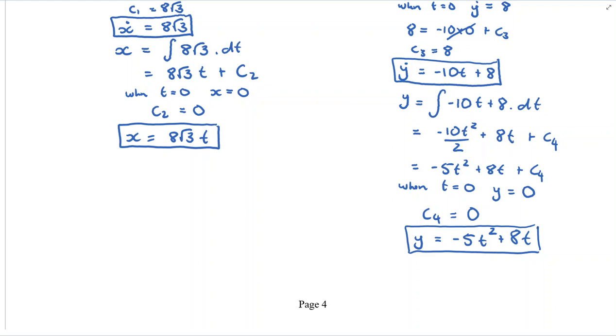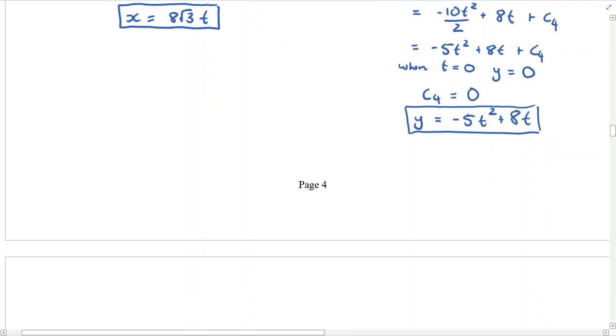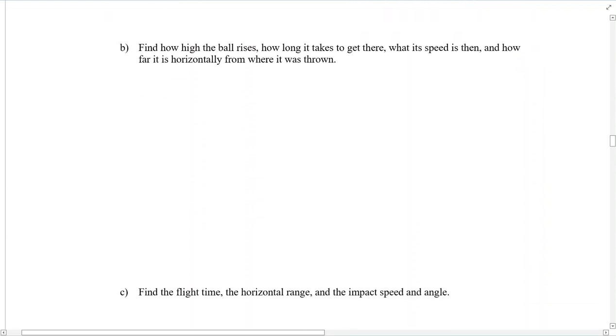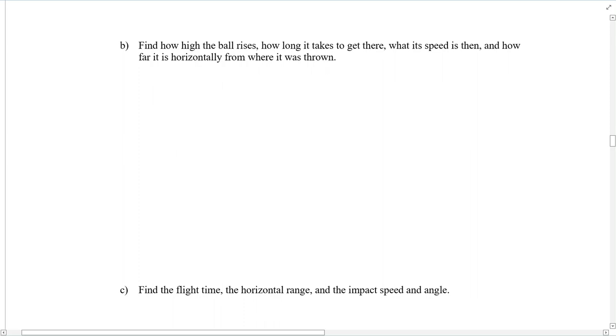Now we want to do some things from those. We've derived our 6 equations. Now we have to do some calculations based on them, I think, in part B. Let's have a look. Find how high the ball rises, how long it takes to get there, and what its speed is then, how far it is horizontally from where it was thrown.